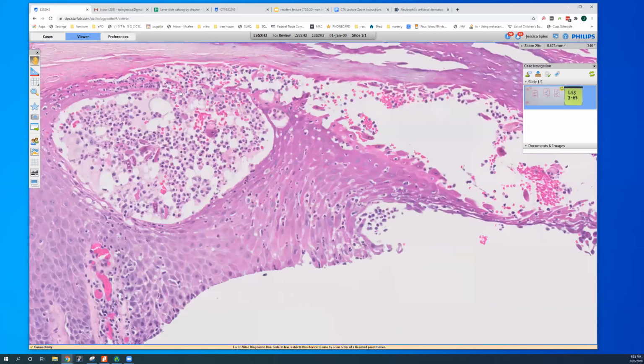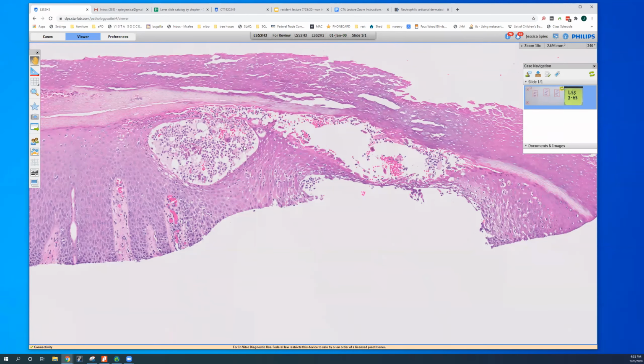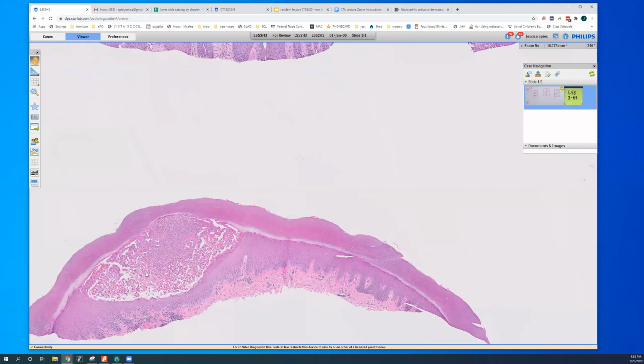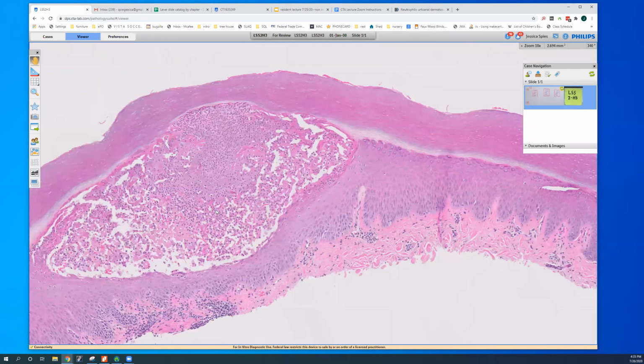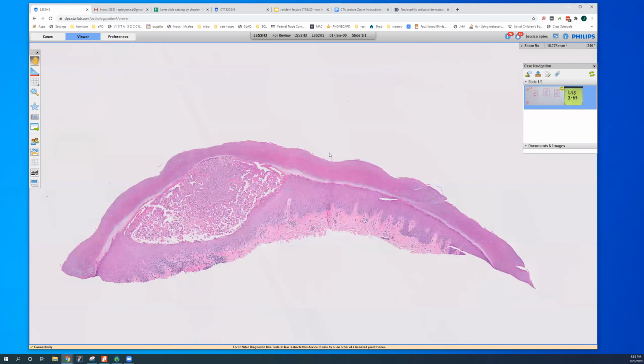And then here we've got this nice spongiform pustule. You can see how it's so large on this slide, you can see how this was seen clinically. All right, pustular psoriasis.